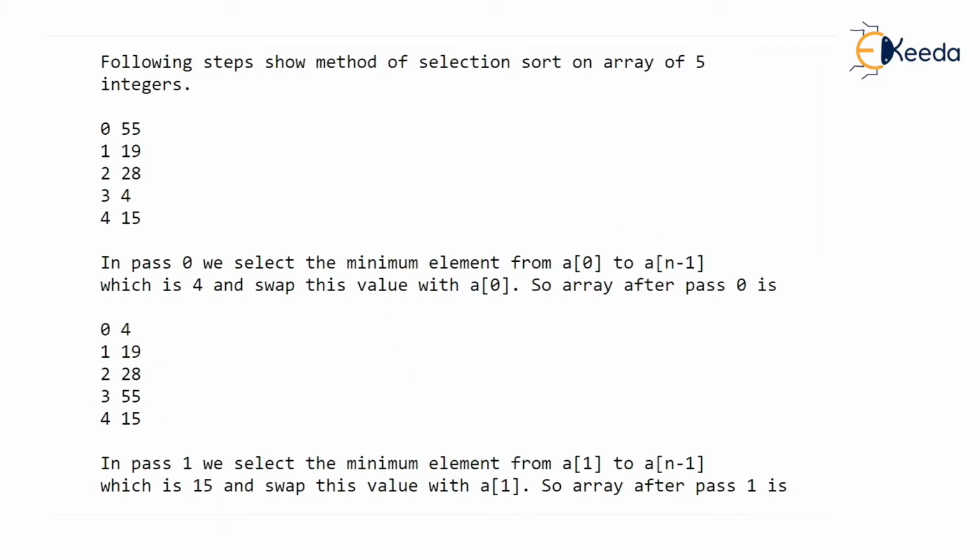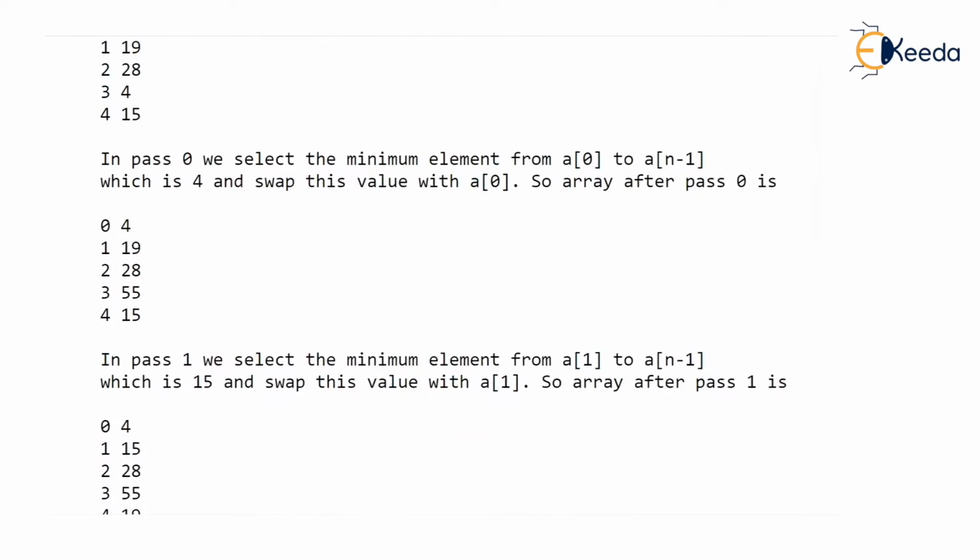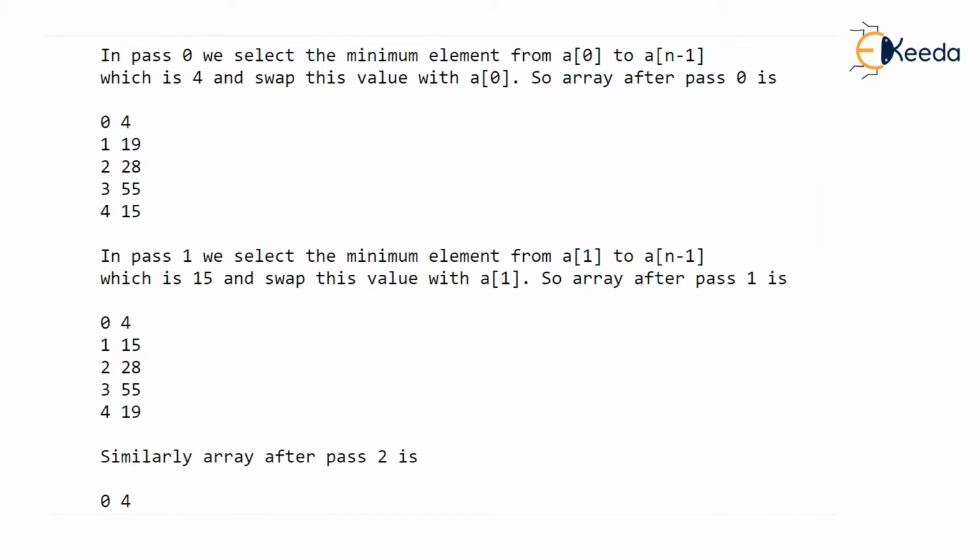That is what has been explained here. In pass 1, we select minimum from a1 to an minus 1, and that is 15, and we swap this value with a1 because we are talking about pass 1.